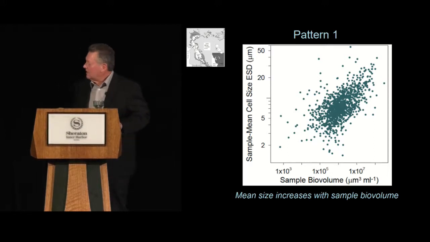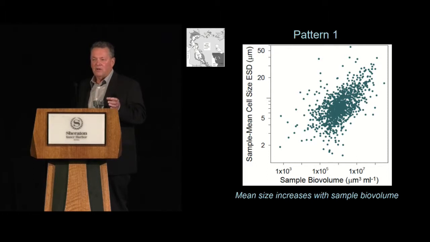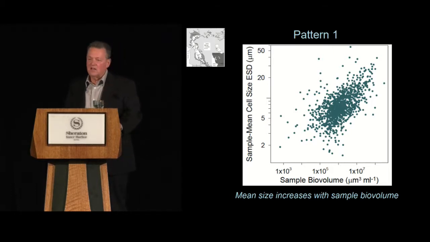So let me explain this figure. The x-axis here represents the biovolume of phytoplankton cells in a sample. So it's cubic microns of cell biovolume per milliliter. And each dot here represents an individual sample. These are the 1,214 samples. And the y-axis represents cell size. And in this case, we've taken the volumetric cell size, converted into a linear dimension, equivalent spherical diameter, and this is on a log scale.